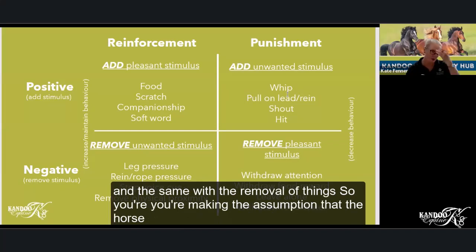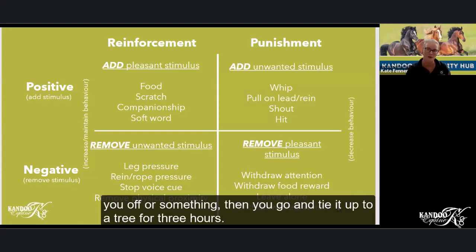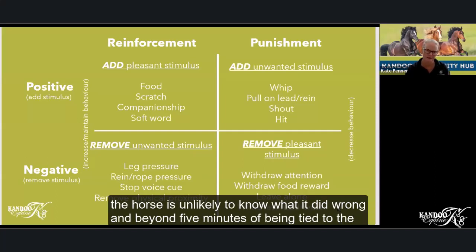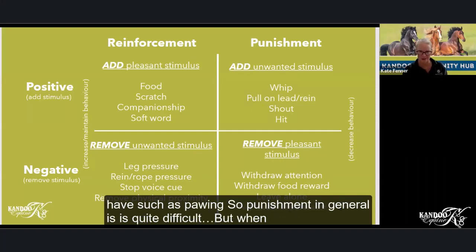And the same with the removal of things. So you're making the assumption that the horse knows what it did wrong. So, let's think the horse does a bad jumping around, or the horse bucks you off or something. So you go and tie it up to a tree for 3 hours. The horse is unlikely to know what it did wrong. And beyond 5 minutes of being tied to the tree is also more likely to develop all sorts of behaviors that you don't want it to have, such as pawing. So punishment in general is quite difficult.